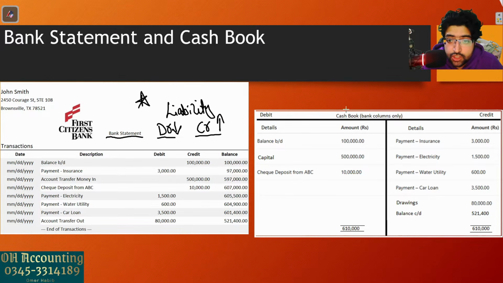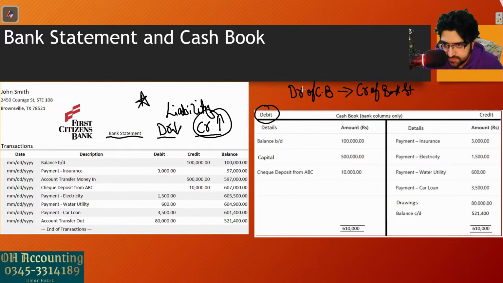So you always compare the debit side of the cash book with the credit side of the bank statement. Remember this. While comparing, you will always compare the debit side of the cash book with the credit side of the bank statement, and vice versa. Okay? So let's start comparing.